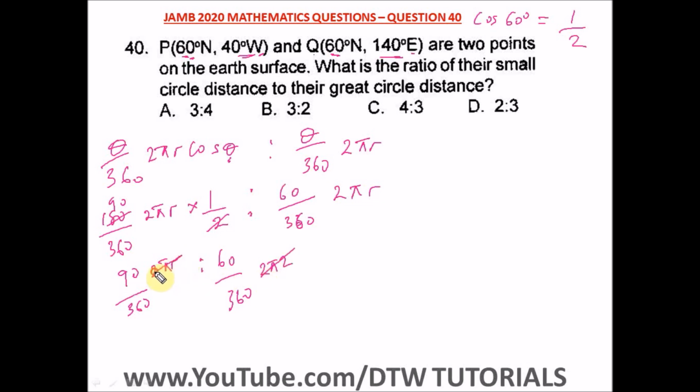So this will cross this, this will cross this because they are on the same position in different places. So we are now left with 90 ratio 60. 0 will cross off this 0. 3 in 9 leaves us with 3 ratio, 3 in 6 leaves us with 2. So this is our answer, and that is B. So that is the answer for question number 40.